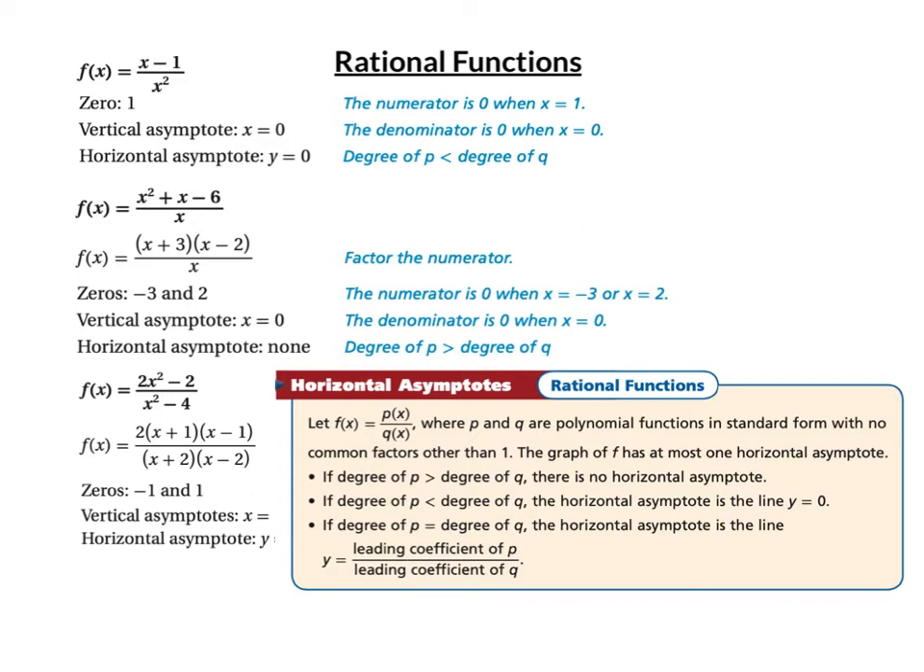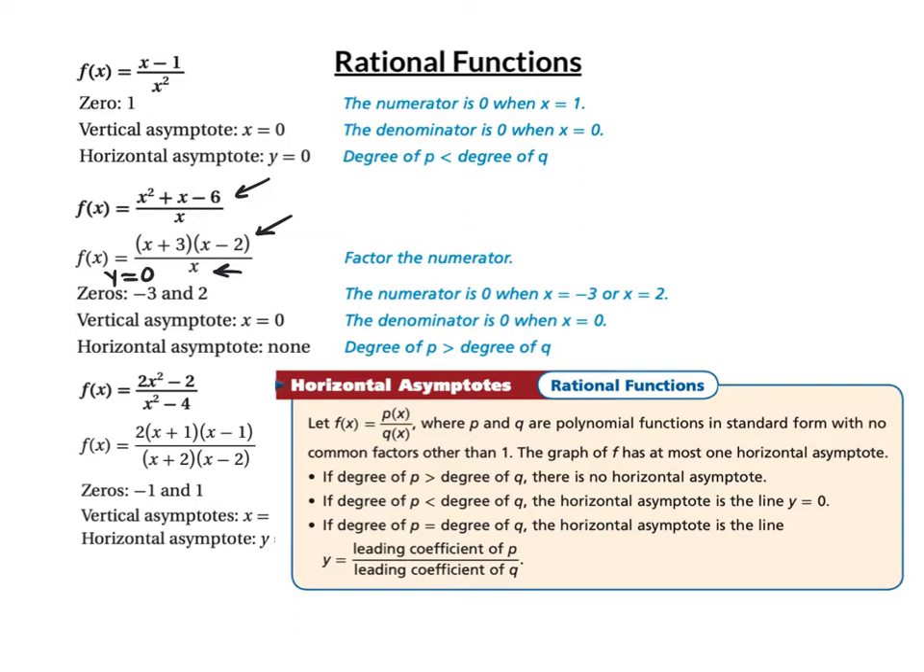Second example. The top function factors to x plus 3 times x minus 2. Whenever the numerator is 0, y will be equal to 0, and that will be an x-intercept. When y is 0, those are our zeros. Zeros are x-intercepts. The zeros are at -3 and 2. That's the x-intercepts, -3 and 2. The vertical asymptote comes from the denominator. X cannot be 0 because I'd be dividing by 0, which means my vertical asymptote is at x equals 0.